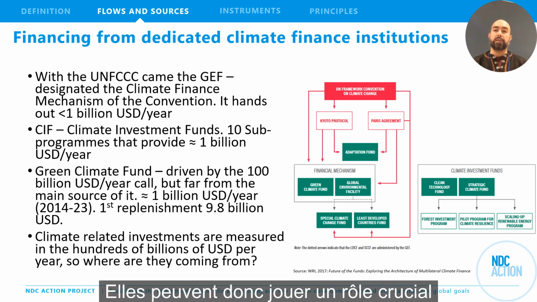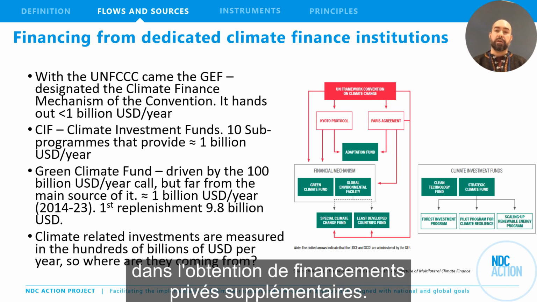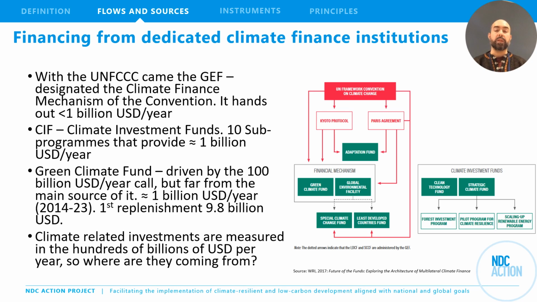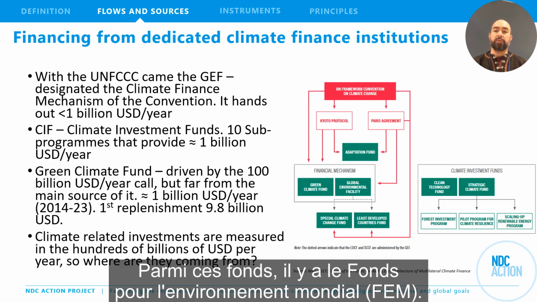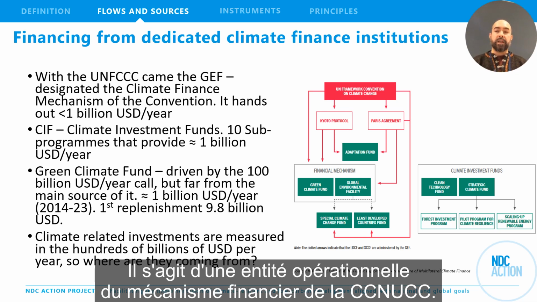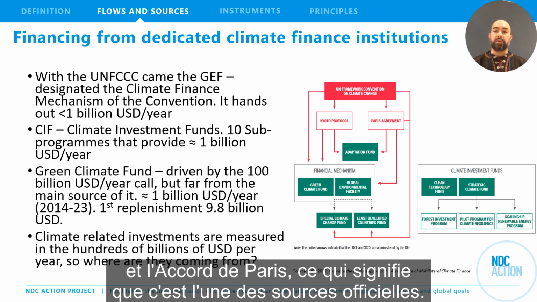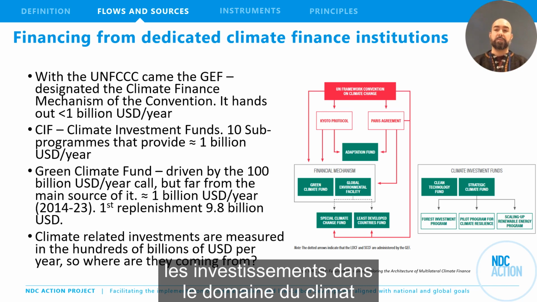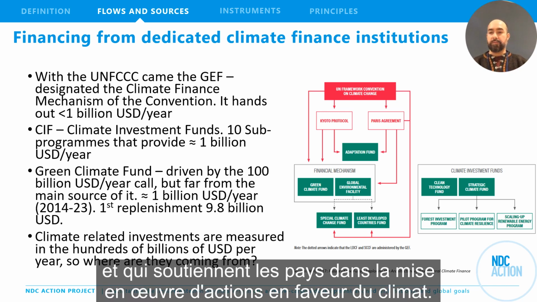So they can play a crucial role in leveraging additional private finance, and also to lower the price of financing. And amongst these funds, we have the Global Environment Facility, the GEF, as one of the oldest ones, which was established in 1991. It is an operational entity of the financial mechanism of the UNFCCC and the Paris Agreement, which means it is one of the official sources of finance that are acknowledged by the UNFCCC towards climate investments and that support countries for implementing climate action.